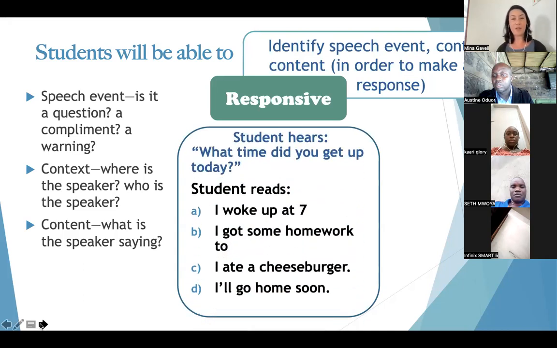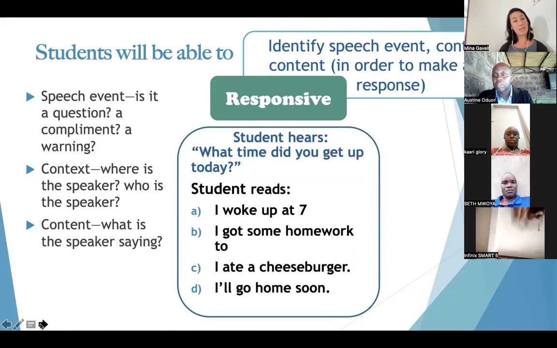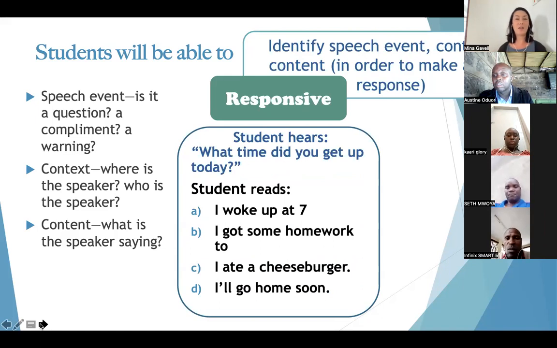So if we were doing some sort of task with this, the student might hear something like, what time did you get up today? And then the student would have to choose the appropriate response. So they have to understand that there's a question that needs an answer, that the person is talking to them, and then what type of answer would be most appropriate. And hopefully they would choose A, I woke up at 7.